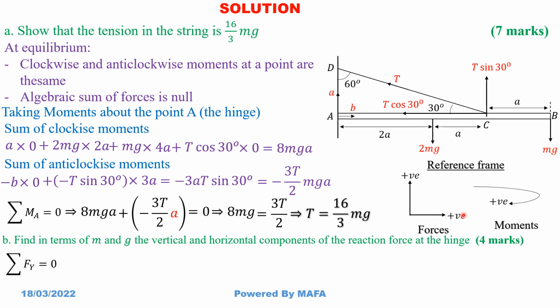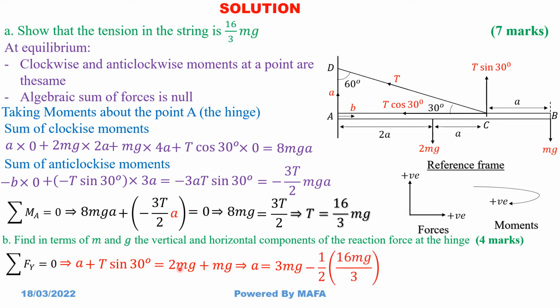Going to the left, that's with the x direction, we are going to come to that. Alright, so going up we have A, we have next, which is going up T sine 30. That's all. Now going down we have 2mg and mg. So it means that our A is simply equal to 3mg minus T sine 30. But T is 16mg on 3, as we have seen here, and sine of 30 is half. So simplifying, we have A to be equal to mg on 3.